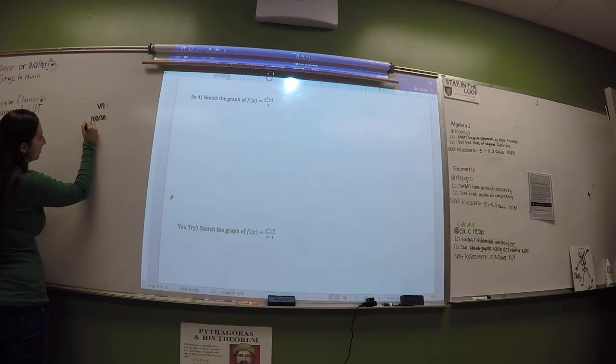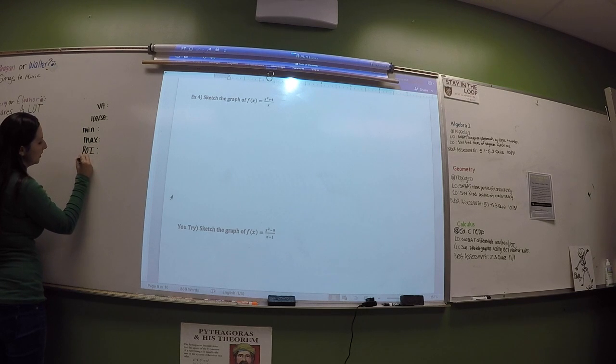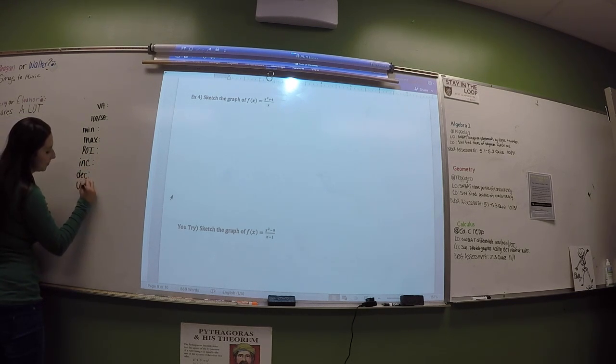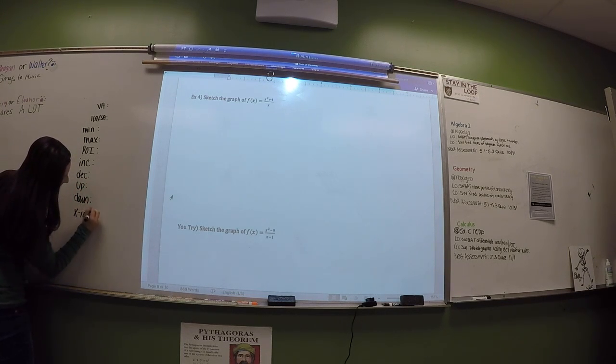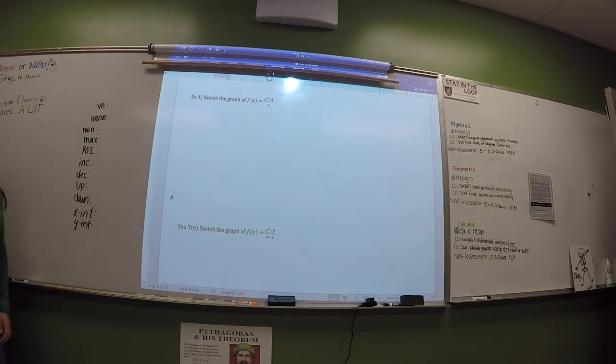We'll find minima and maxima, points of inflection, increasing, decreasing, concave up, concave down, x-intercept, and y-intercept. Okay, those are all the things. The funny thing is that we don't even have to do all these things. You just plug it in.